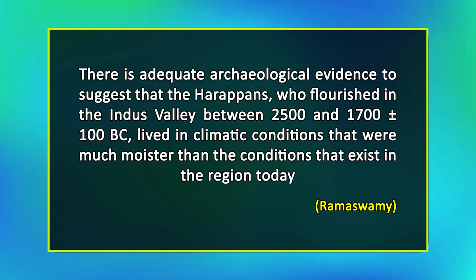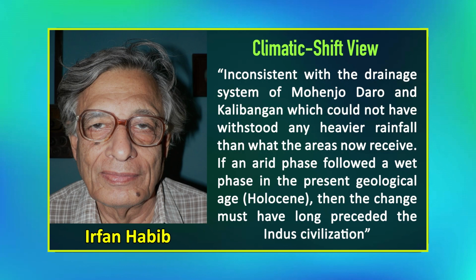He says that there is adequate archaeological evidence to suggest that the Harappans, who flourished in the Indus Valley between 2500 and 1700 plus or minus one century BC, lived in climatic conditions that were much moister than the conditions that exist in the region today. Moreover, Irfan Habib asserts that the climatic shift view is inconsistent with the drainage system of Mohenjo-daro and Kalibangan, which could not have withstood any heavier rainfall than what the areas now receive.